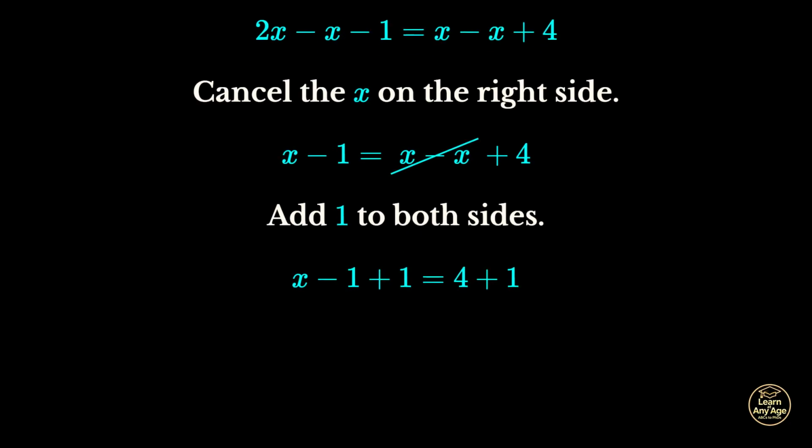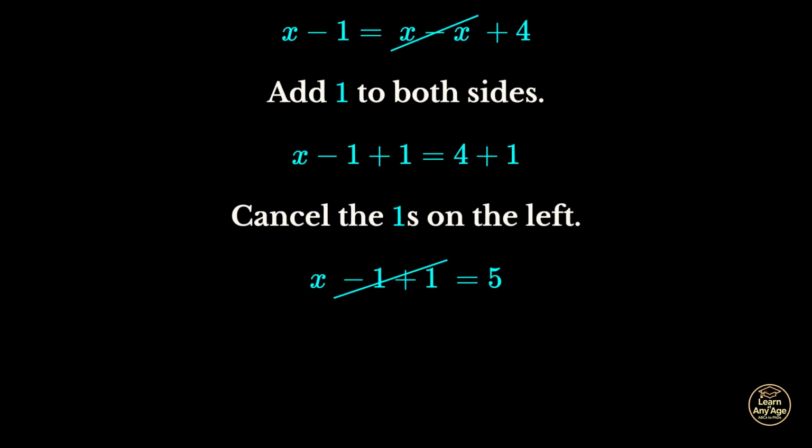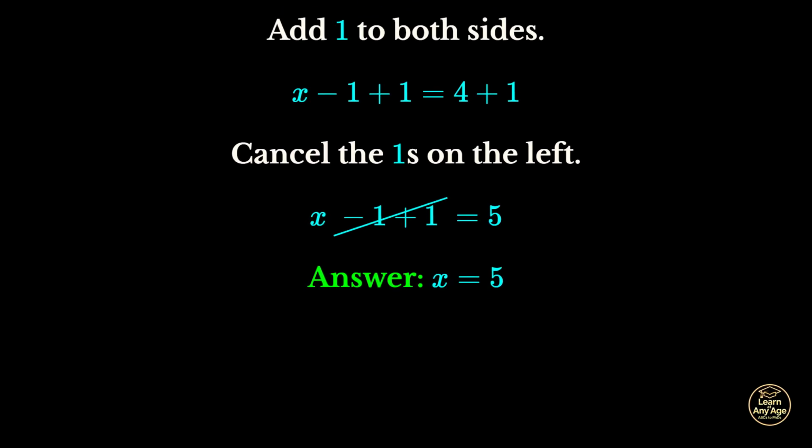Add 1 to both sides. x minus 1 plus 1 equals 4 plus 1. Cancel the 1's on the left. x minus 1 plus 1 cancelled out equals 5. Answer, x equals 5.